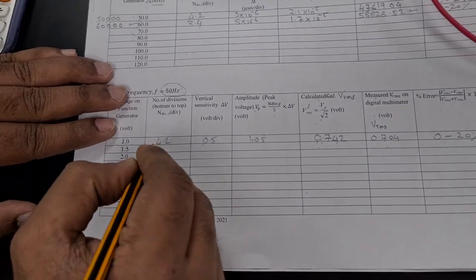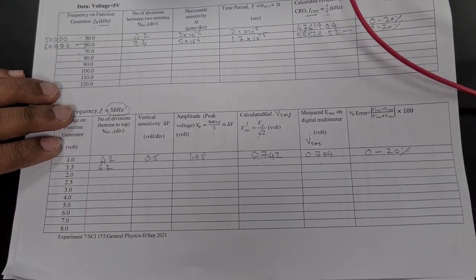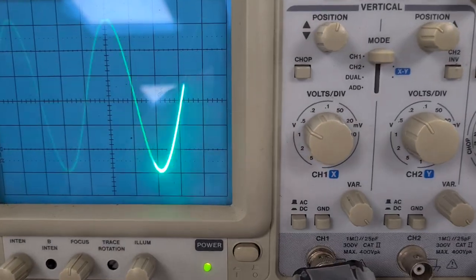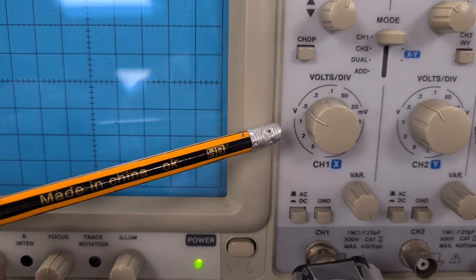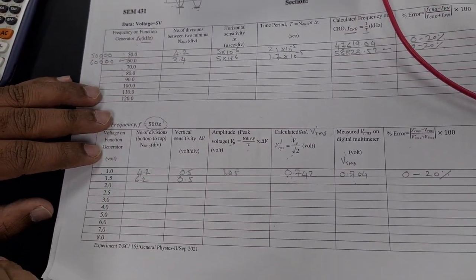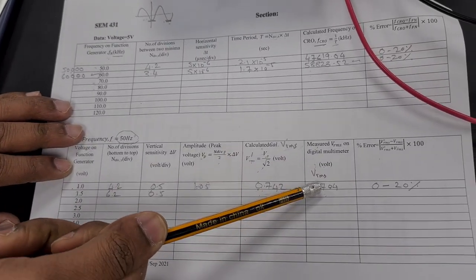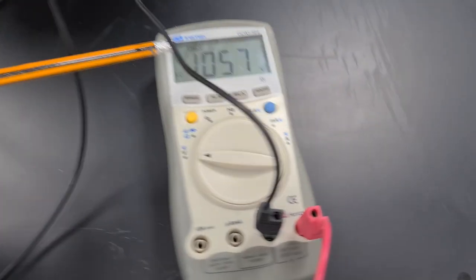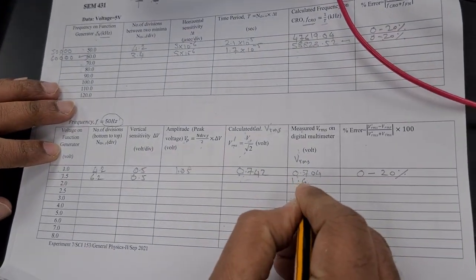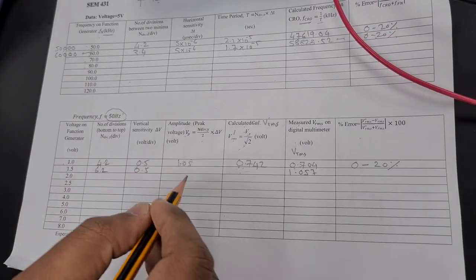So I am going to write 6.2. Now for this vertical sensitivity, I did not touch anything. Again the same value, which is nothing but 0.5. Clear? So I am going to write the value as 0.5. And then we have to see what should be the voltage from the multimeter. You can have a look here. It's exactly 1.057. So I'm going to write this value here, 1.057. And the rest of the things is calculation.